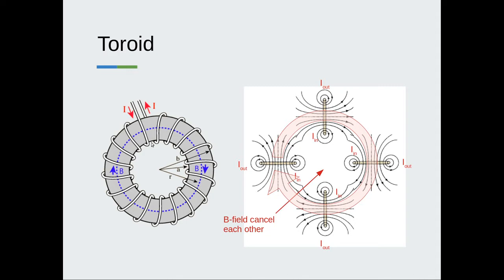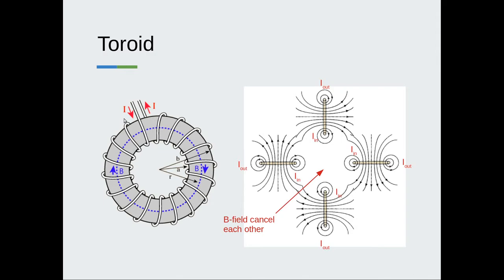So we start from here. We can start from this one. The current here is going into the wire, and the current here is going out of the wire. So all the current in the inner radius of your donut is flowing into your paper, and all of the current at the outer radius of your donut is flowing out of the paper. This is difficult, but you can just take a paper and draw it by yourself, and then you can understand what's going on.